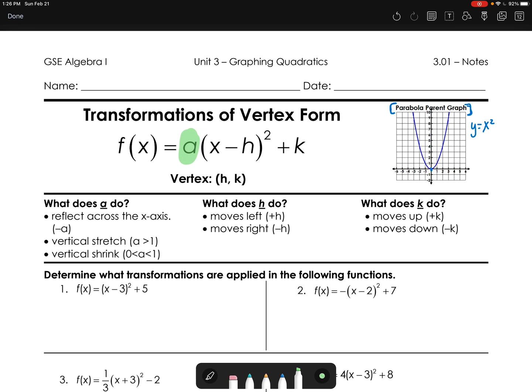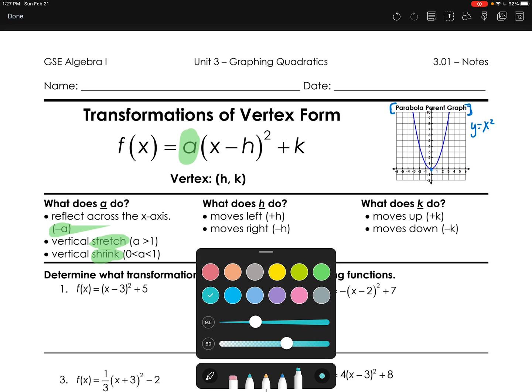Okay, so we have a here, and something to know is that whenever you are multiplying something, it's going to affect the graph either by reflecting it or by stretching it or shrinking it. And so a is being multiplied here, and if a is negative, it's going to reflect over the x-axis. If a is bigger than 1, it's going to stretch it. And if it's between 0 and 1, because if it's less than 0 then it's negative, if it's a fraction, it's going to shrink.